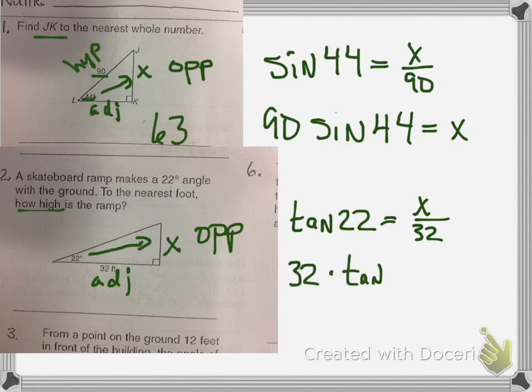Every time you've got that number on the bottom, if you multiply it to the other side, you're going to get your answer. Type it into the calculator and go from there. And remember, you have to have the calculator in degrees, so remember how to change it into degrees. That one will give you 12.9, or if you round that off to the nearest foot, 13.